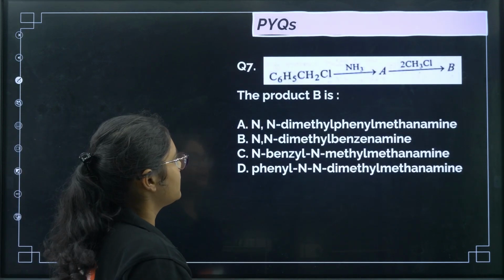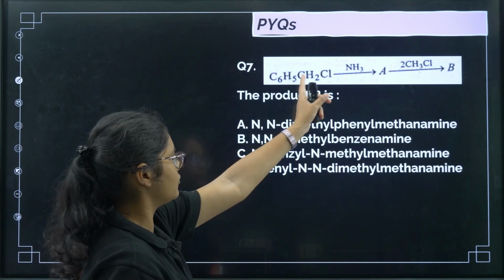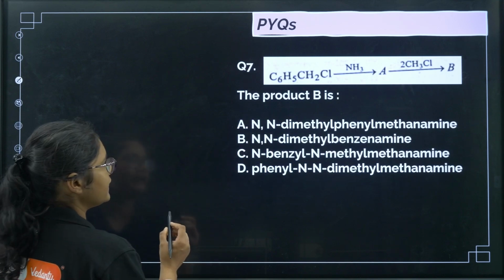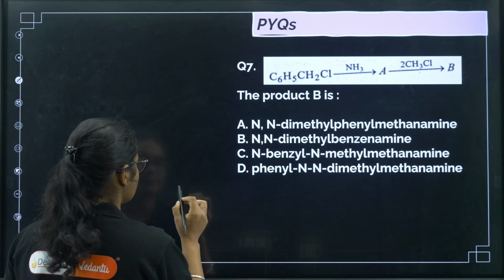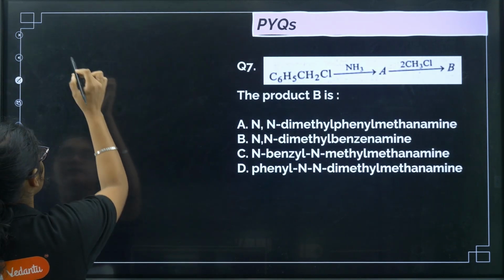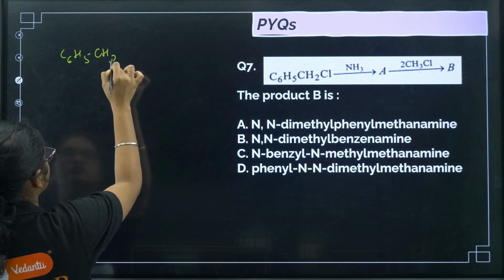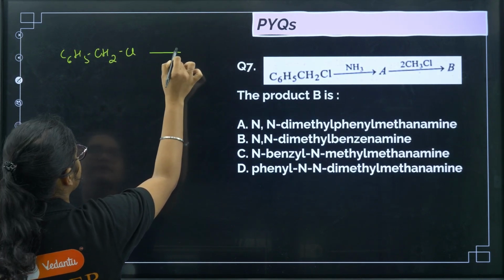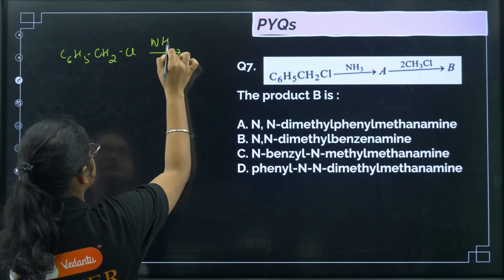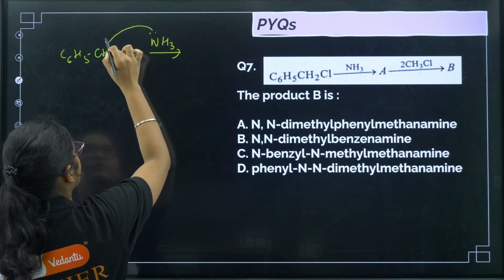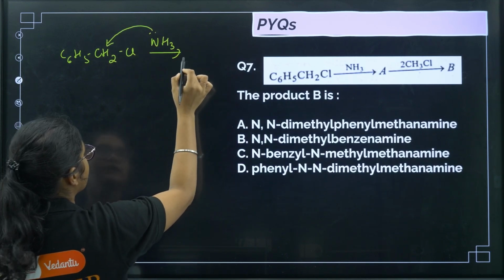Next, okay, here one question is there. So this you can see a monolysis is happening. So what I'll get? C6H5CH2Cl. So first reaction, what will happen? See, C6H5CH2Cl, and we have here NH3. So this will attack on this one, right? So what I'll get?